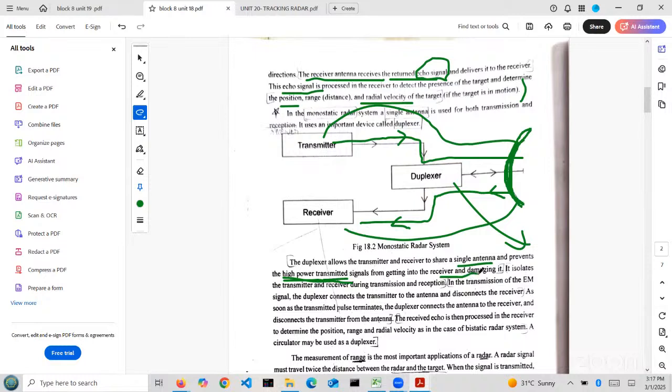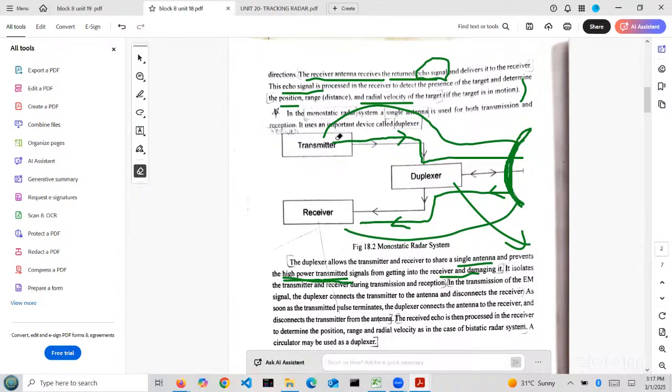For the transmission of the electromagnetic signal, the duplexer connects the transmitter to the antenna. Suppose I am using only the transmitter channel. So any one of these two is connected to the duplexer. Suppose I am transmitting. What is the role of the receiver at that time? The receiver is in a disabled condition. Only one is working: either the transmitter is working or the receiver is working.